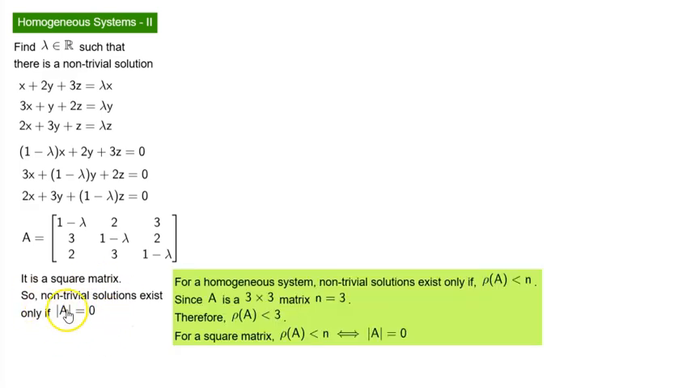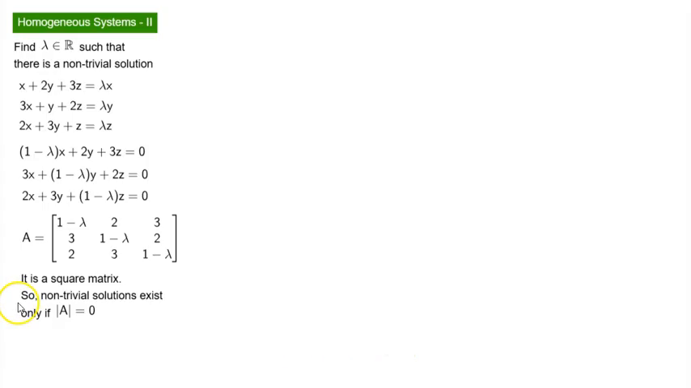Just a little bit of explanation for this. For a homogeneous system, non-trivial solutions exist only if the rank of A is less than n. Since A is a 3 by 3 matrix, n is equal to 3. Therefore, rank of A is less than 3. For a square matrix, rank of A is less than n if and only if the determinant of A equal to 0. So since it is if and only if, we can look at it in either direction. Okay, so now that means we have to find the determinant of A.